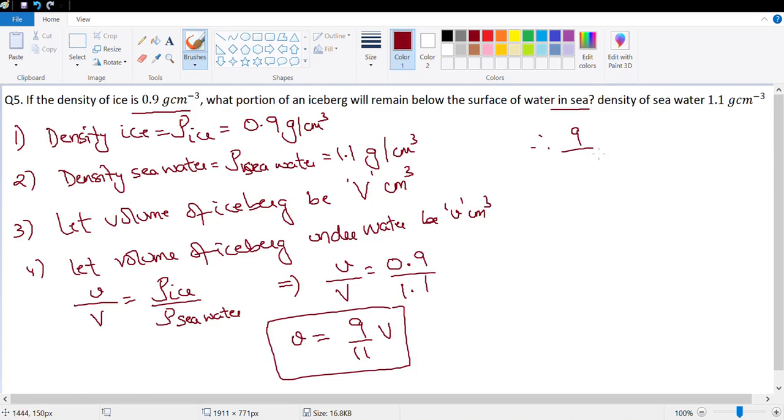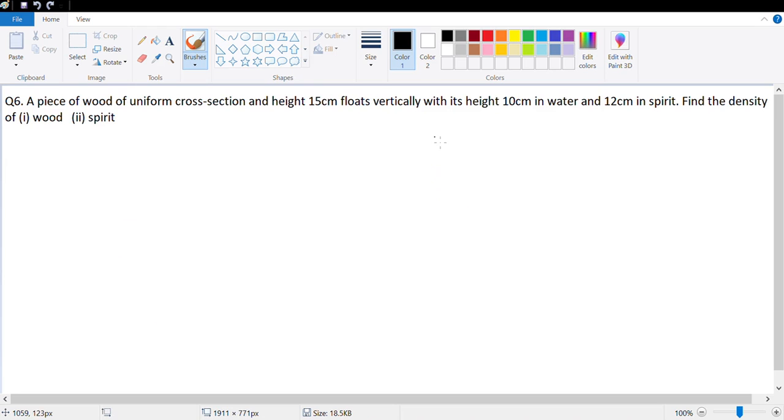Therefore, 9 by 11th part of iceberg is under water. Depending upon whether you want to write it in fraction or decimal or percentage, you can choose to write your answer. Let's look at the next one. The next one that we do is question number 6.